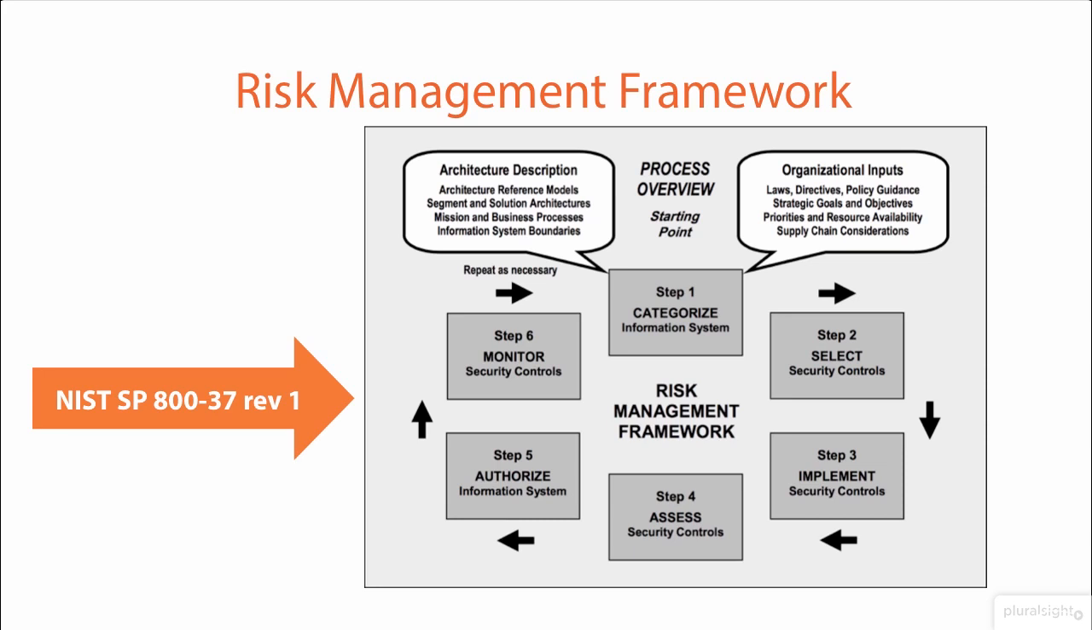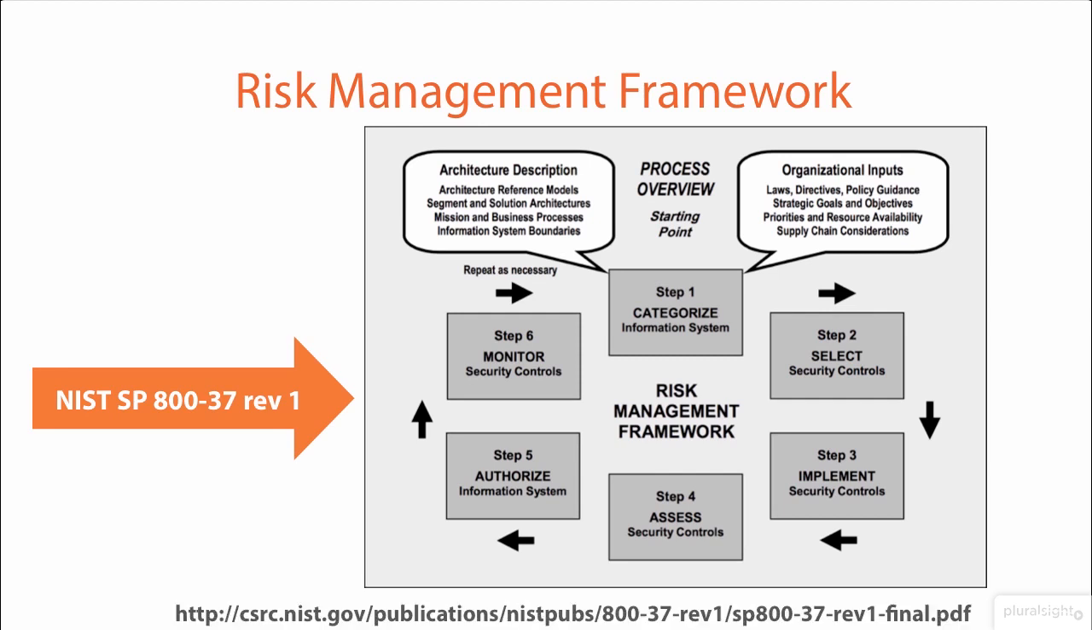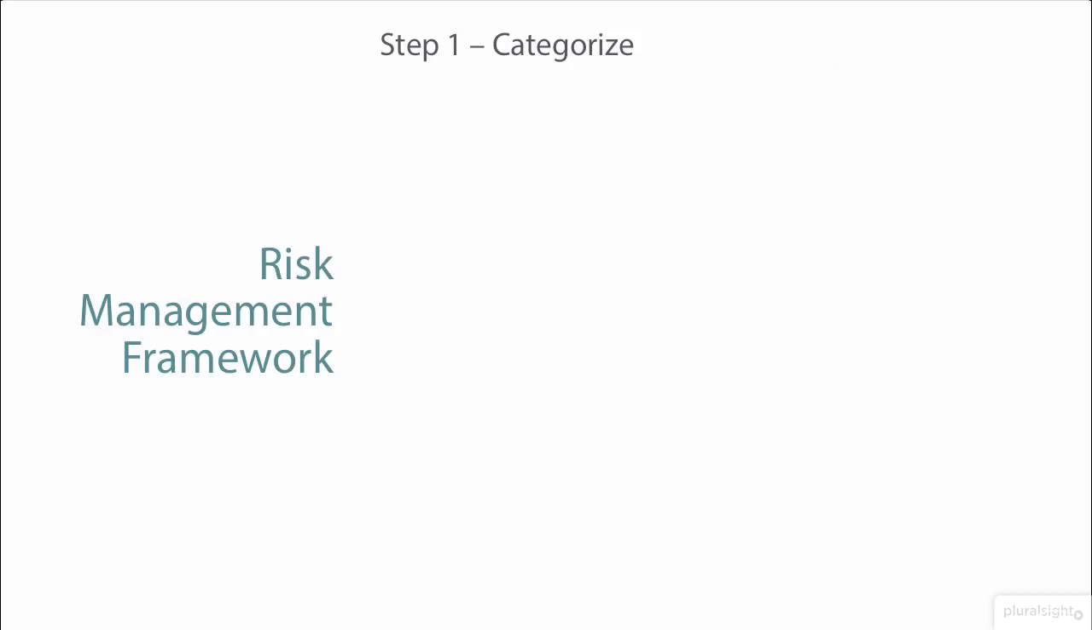Step one is categorize. Then we go to select, implement, assess, authorize, and monitor. So let's break this down. And there's the location of the document. We'll break this down a little bit more. So first of all, to categorize, we're going to collect information on our systems and our threats. As we've said, we need to know what assets are out there, what kind of threats will affect those assets, and what kind of vulnerabilities are out there.